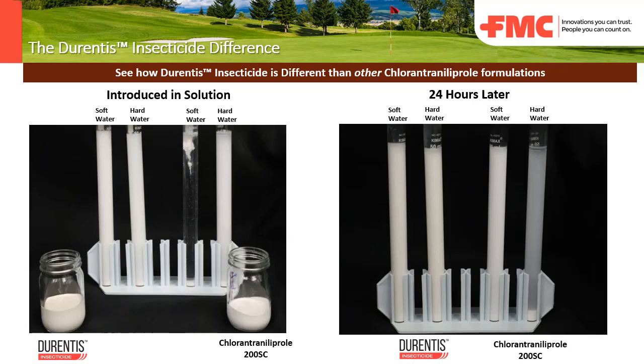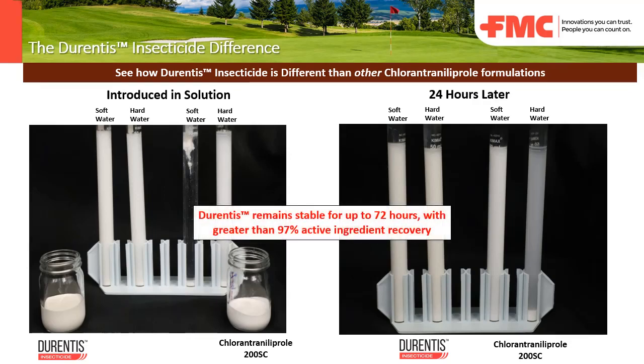Durentis allows for easy dispersion when introduced in soft water and does not settle out after 24 hours in hard water. Durentis insecticide has demonstrated excellent chemical stability with a broad range of pH and temperature conditions. Even under extreme conditions, Durentis remains stable for up to 72 hours with greater than 97% active ingredient recovery.